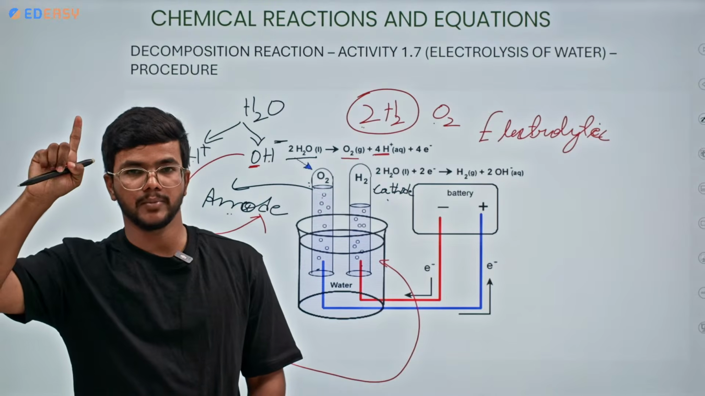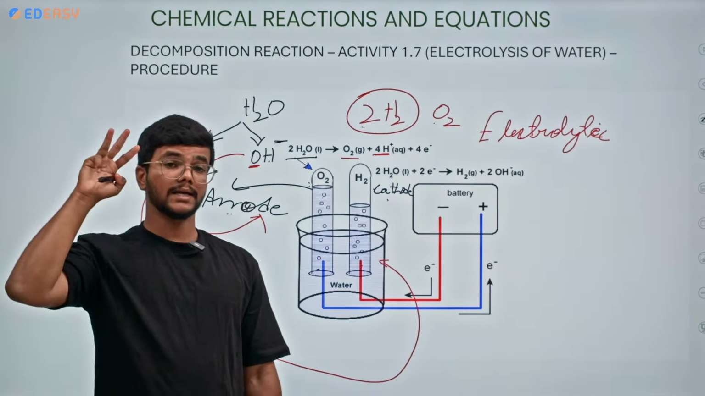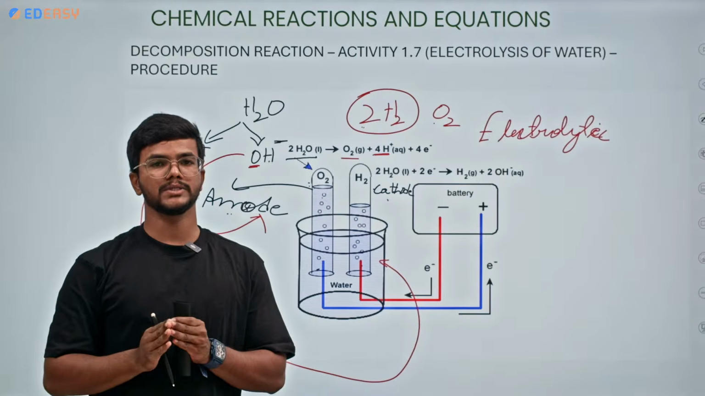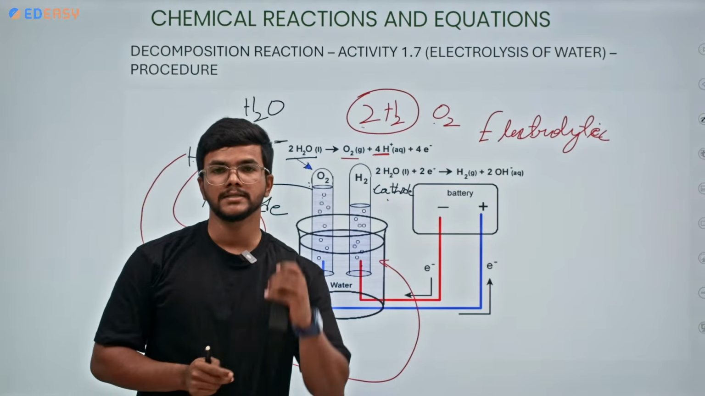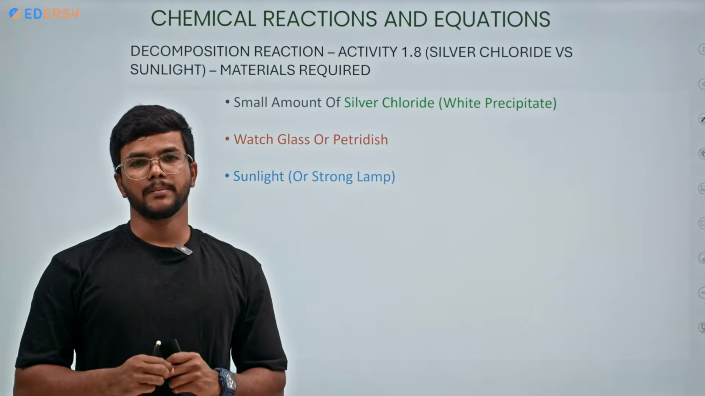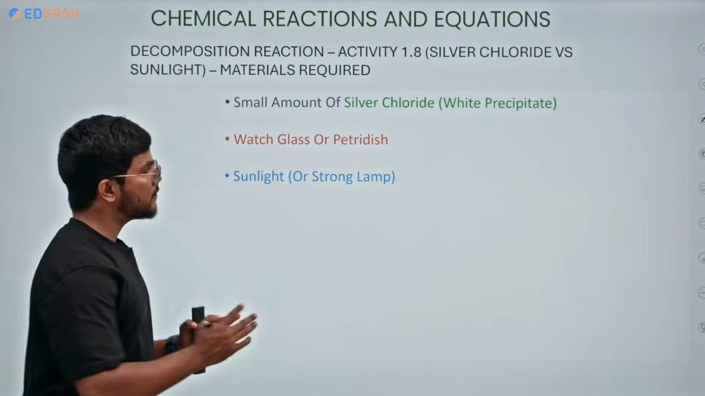There are three types of decomposition. The first one is thermal decomposition. The second one is electrolytic decomposition. And the third one is photolytic decomposition, which means decomposition in the presence of sunlight. So there is another activity, silver chloride in the presence of sunlight, activity 1.8.